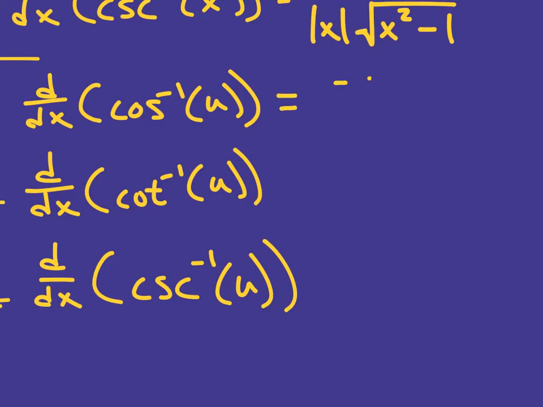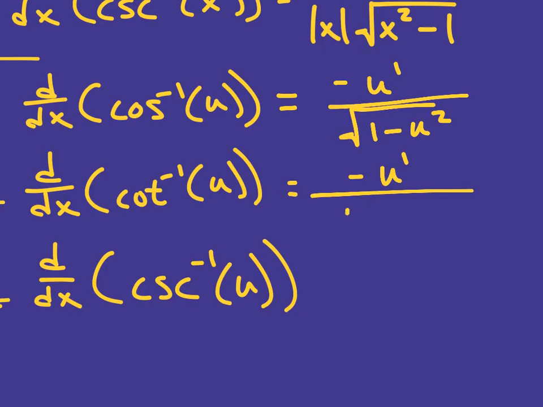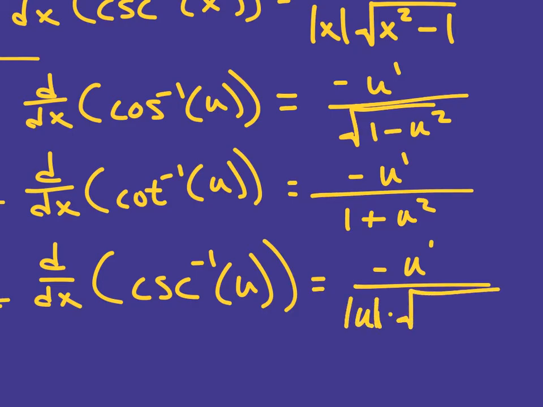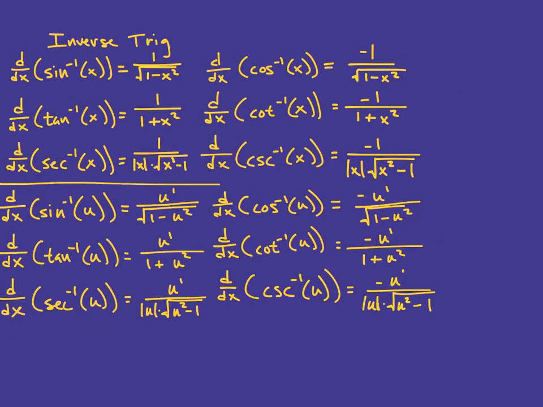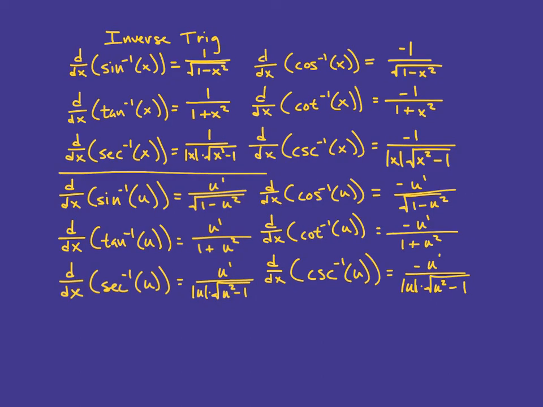So I've got negative u prime over the square root of 1 minus u squared. When I do cotangent inverse, I'm going to have negative u prime over 1 plus u squared. When I do inverse of cosecant, negative u prime over the absolute value of u times the square root of u squared minus 1. Okay, so those are all my inverse trig derivatives.